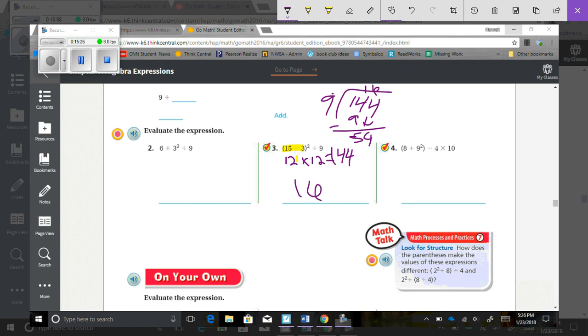Now how I want you to make sure you show that work is do the parentheses first. Okay? So it's written once for you. Underneath, you should write 12 squared divided by 9. Then you're going to write 144 divided by 9. Then you're going to write equals 16. This is the work that we should see for all of these problems.